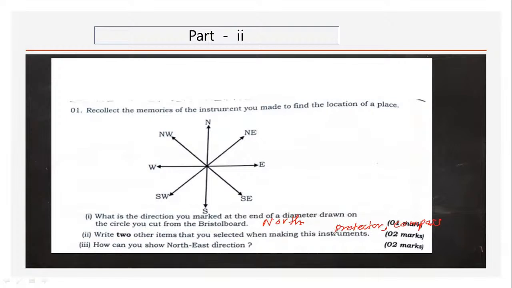How can you show the northeast direction by using this? We can represent it according to the bearings. So northeast is here, right? That is 45, which means this whole thing is 90, then this is 45, in between north and east. So at 45, in the middle of north and east. Don't worry, I am going to do this part.